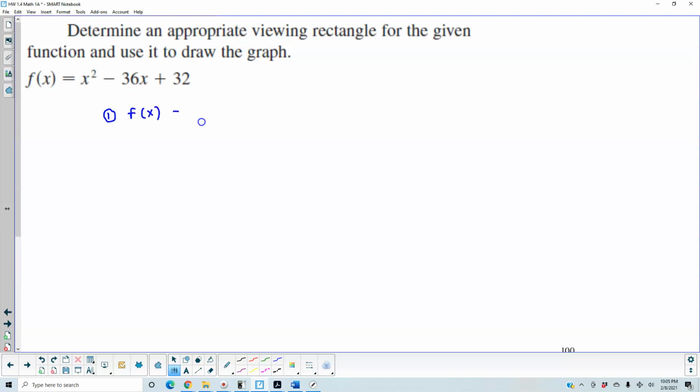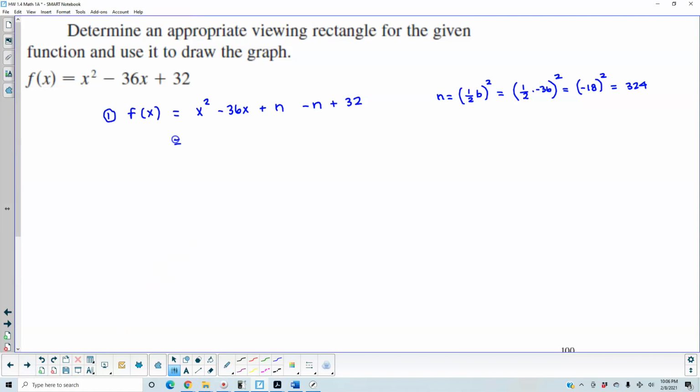We would have f of x, which is equal to x squared minus 36x plus n, and then on the outside is minus n plus 32. Then we need to complete the square, so that means n is going to be 1/2 of b, squared. The value of b in our problem is negative 36, so we have 1/2 times negative 36, which gives negative 18, and negative 18 squared is 324.